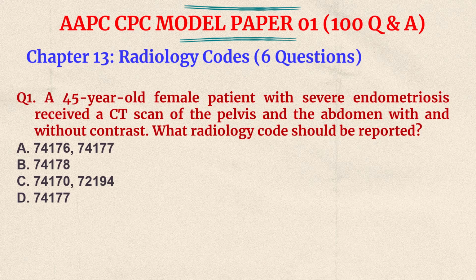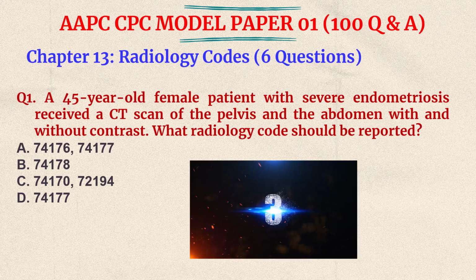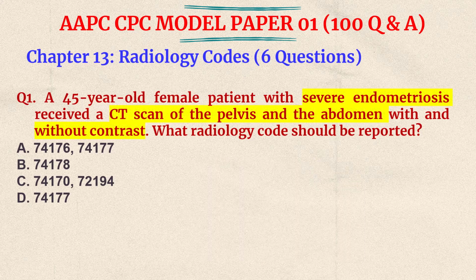So there are 4 codes available. Please pause the video, take your CPT code book and find the answer. 3, 2, 1. Okay, here you have to highlight this is severe endometriosis, CT scan of the pelvis and abdomen with and without contrast. If you see the codes, the adjacent codes 74176, 77 and 78 and other codes are available. So let's use the elimination method to find the answer.